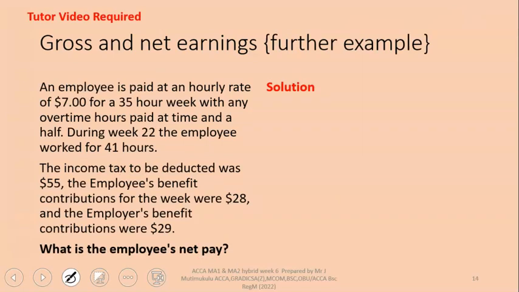Now, an employee is paid at an hourly rate of $7 for a 35-hour week, with any overtime hours paid at time and a half. During week 22, the employee worked for 41 hours. The income tax to be deducted was $55. The employee's benefit contributions for the week were $28, and the employer's benefit contributions were $29. What is the employee's net pay? So we just have to go systematic again. Okay, gross pay.